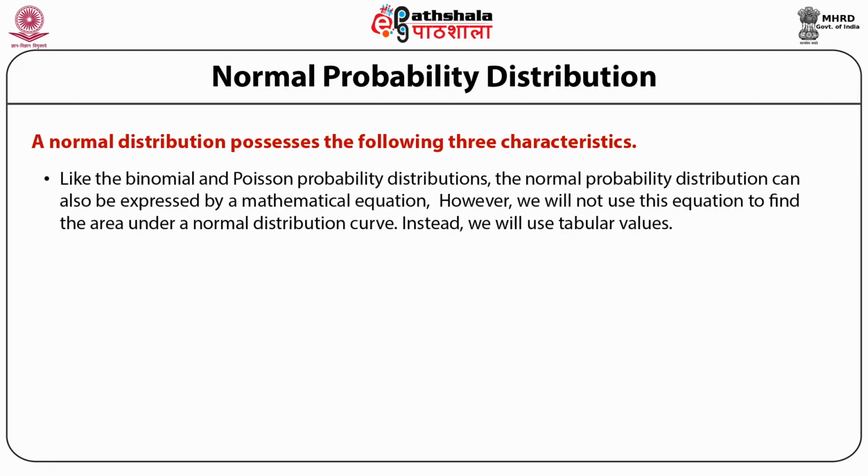Like the binomial and Poisson probability distributions, the normal probability distribution can also be expressed by a mathematical equation. However, we will not use this equation to find the area under a normal distribution curve. Instead, we will use tabular values.